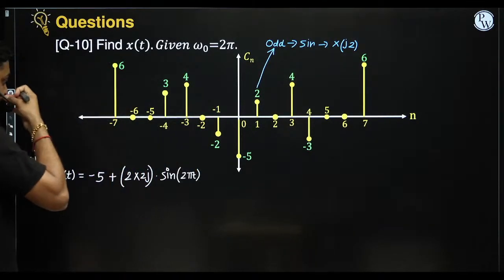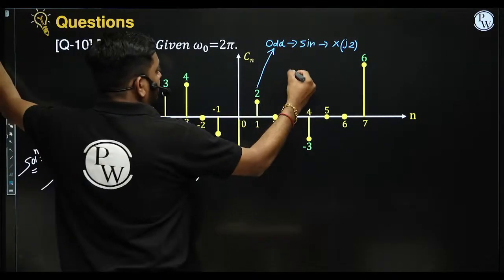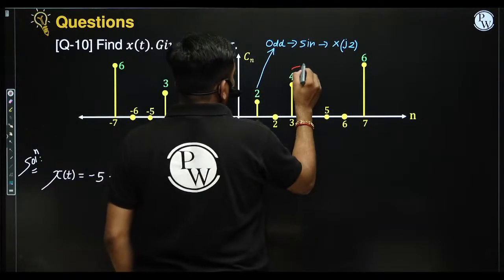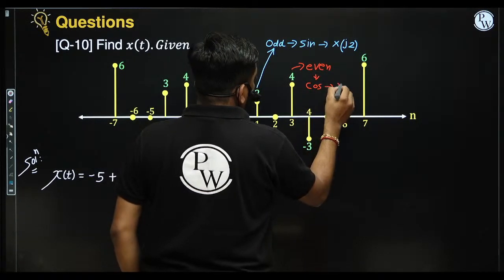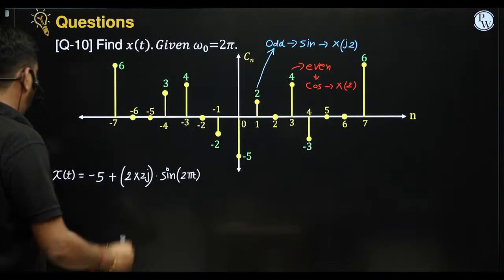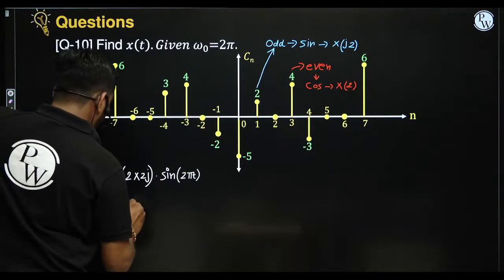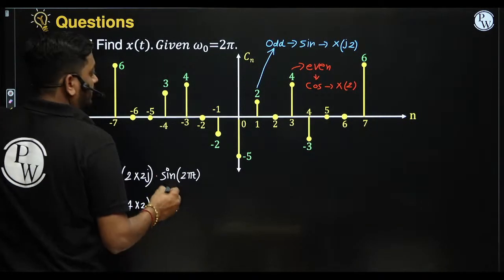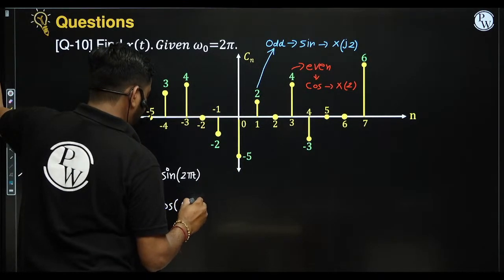Now n equal to 2 is 0. For n equal to 3, observe the samples, this one and this one: at n equal to plus 3 and minus 3 it is 4 and 4, so even samples. So here it is even, that's why cos will come into the picture, and multiply by 2 with the right-sided samples. So I'm writing plus, sample value is 4 multiplied by 2, because even sample means cos n omega 0 t. What is the value of n? 3, omega 0 is 2 pi, so n omega 0 t is 6 pi t, yes or no?